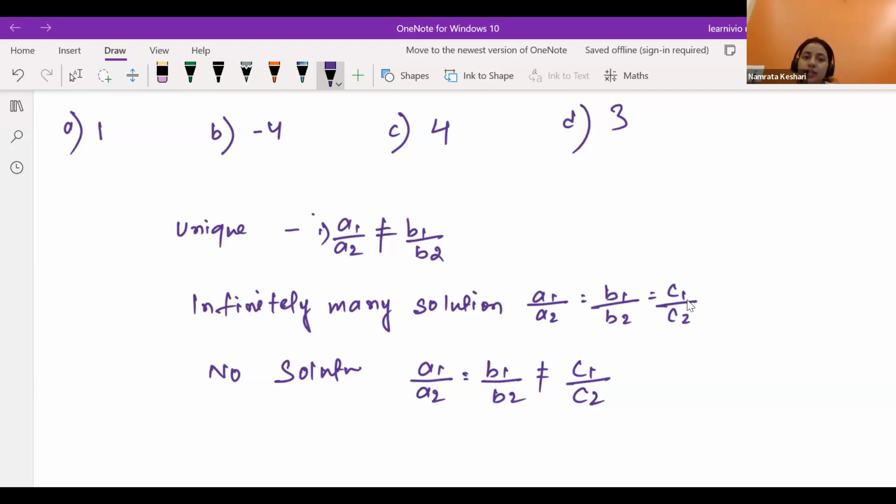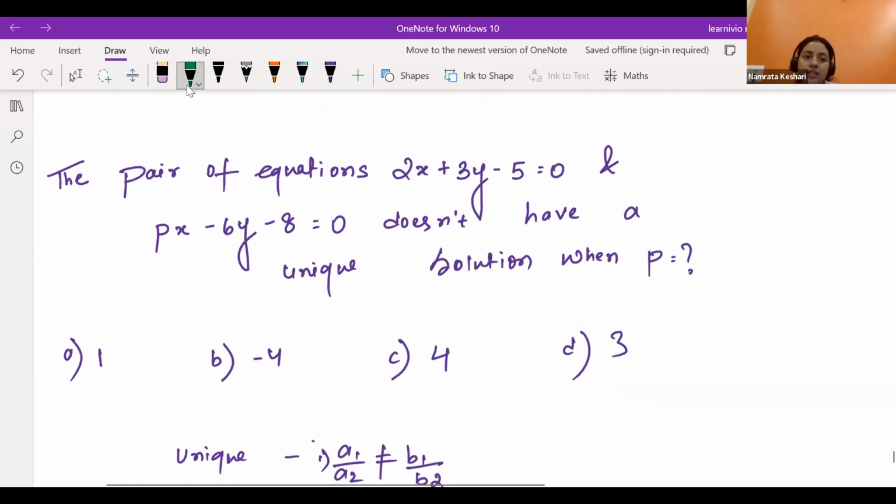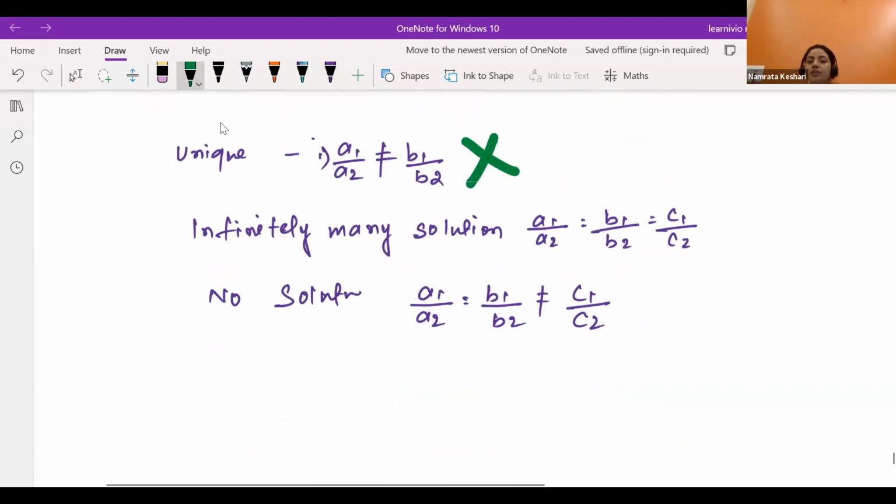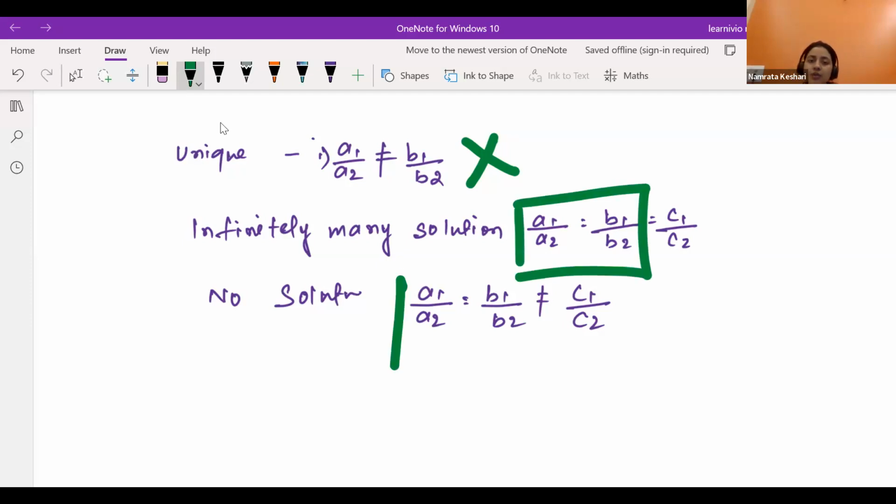Yes, ma'am. Here, what does the question say? It says it does not have a unique solution. It must not have a unique solution, so this case we don't have to take. From the next two, which case do we have to take? If it does not have a unique solution, then maybe it has infinitely many solutions, or maybe it has no solution. In these two cases, a1 by a2 and b1 by b2 both have to be the same. Yes or no?